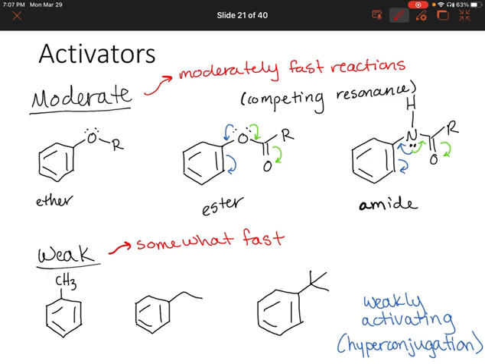All right, and then your textbook also kind of walks through more of the kinetics and thermodynamics of each of these different types of reactions that we talked about. But next time, we're going to talk about deactivators. So those are groups that are electron withdrawing. So they draw electrons away from the ring. So I will see you in that video.